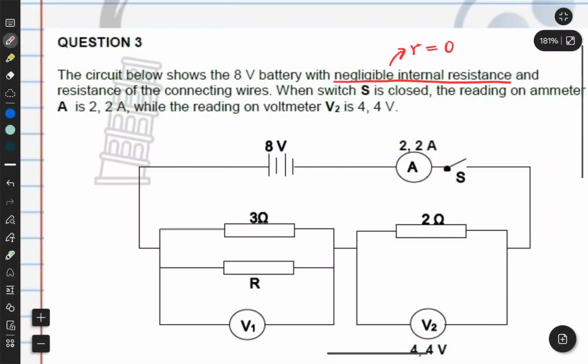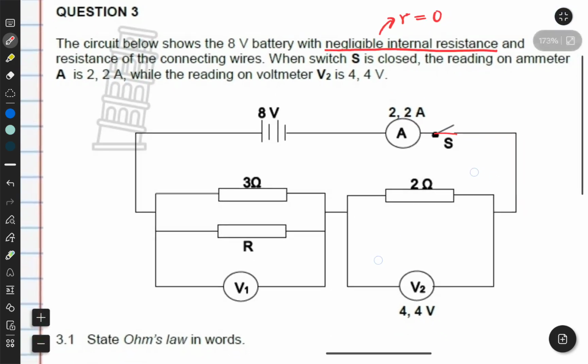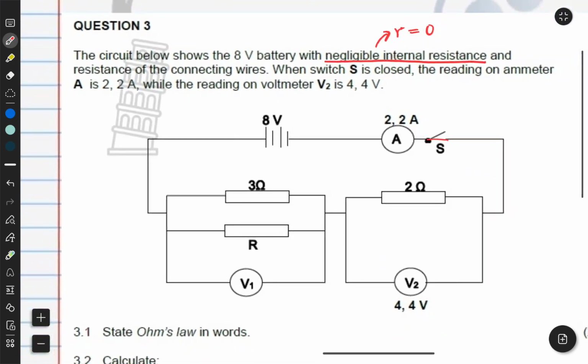Now, we neglect the internal resistance and also the resistance of the conducting wires themselves. And then when switch S is closed, the reading on the ammeter A is 2.2 amps, while the reading on voltmeter V2 is 4.4 volts. All these values are given in the circuit, so you don't really need to write them down. By just looking at the circuit, you can see all these values are here.